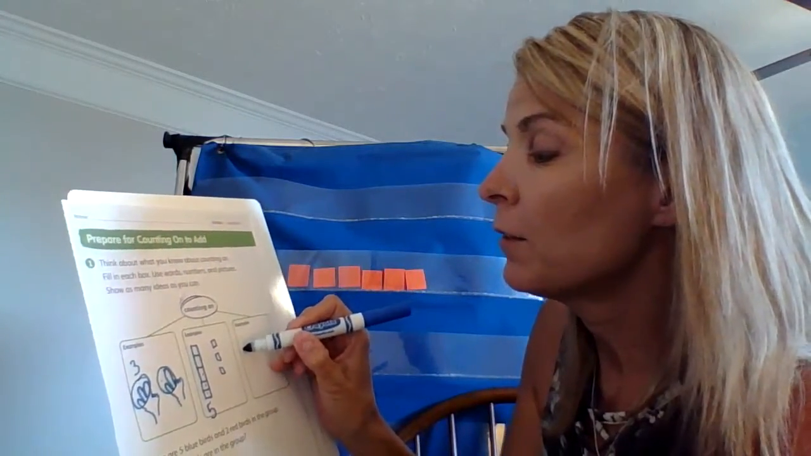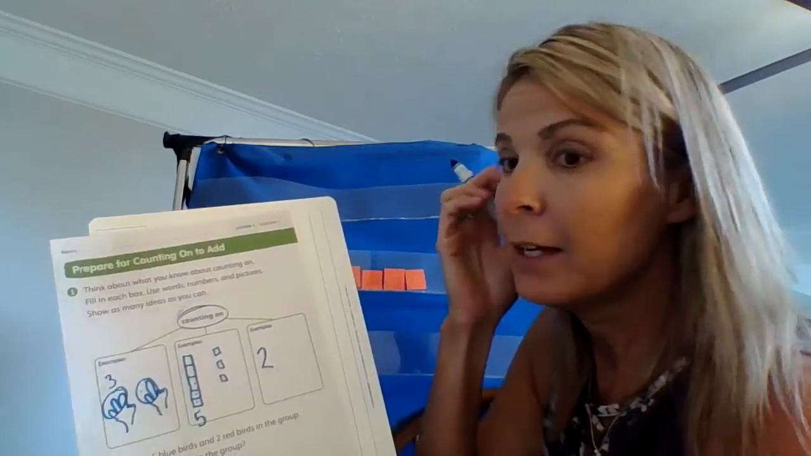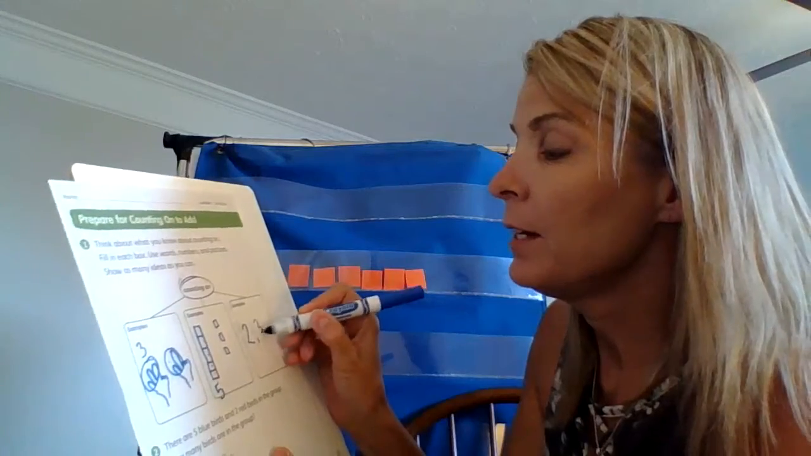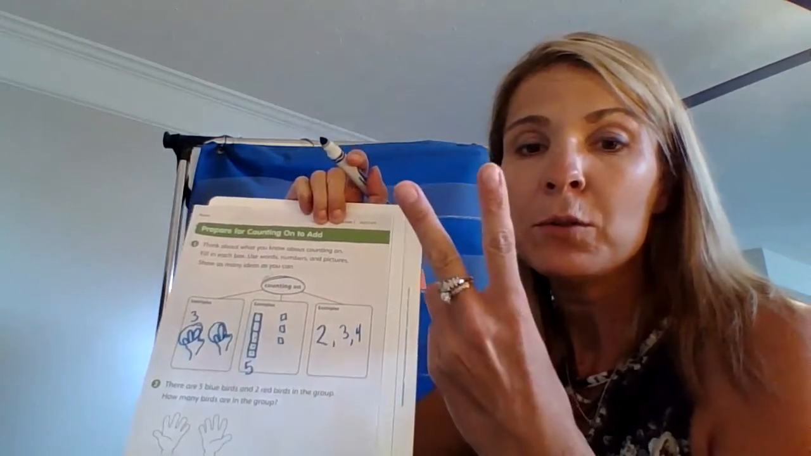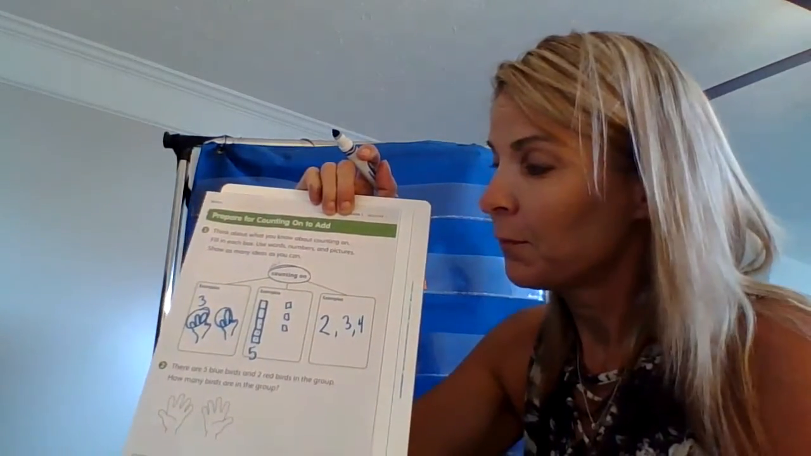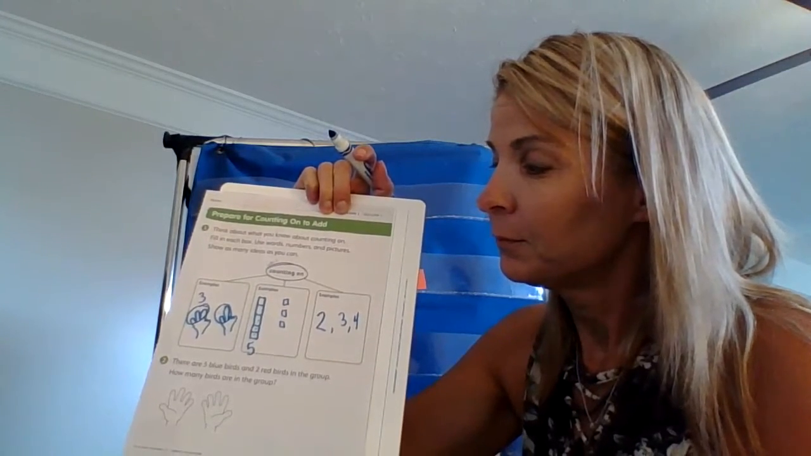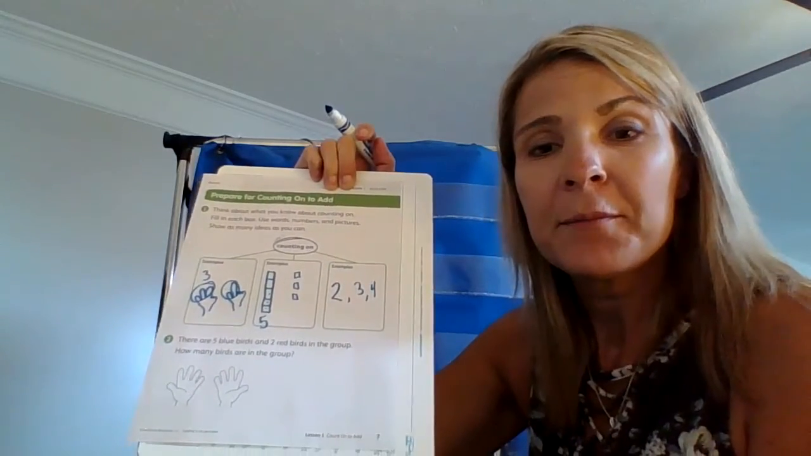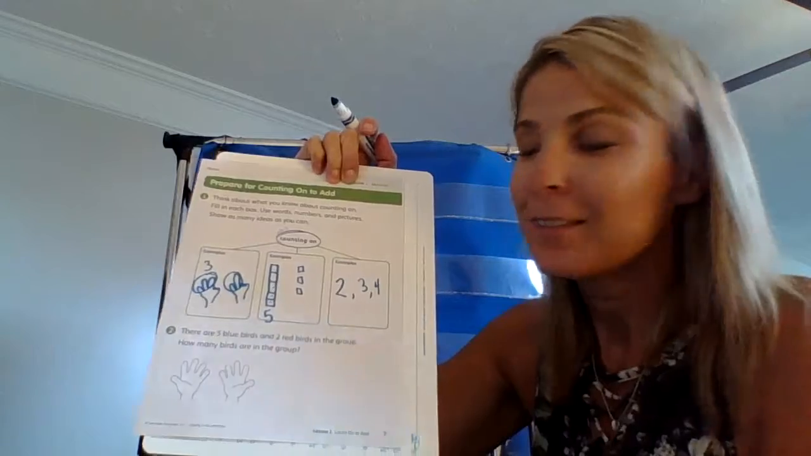So let's start off with the number 2. And then I'm going to count on 3, 4. So I just added 2 more. So 2 and 2 more. So 2 and 3, 4. So those are just different examples. You can pause the video to get caught up. Come back when you're ready for this.